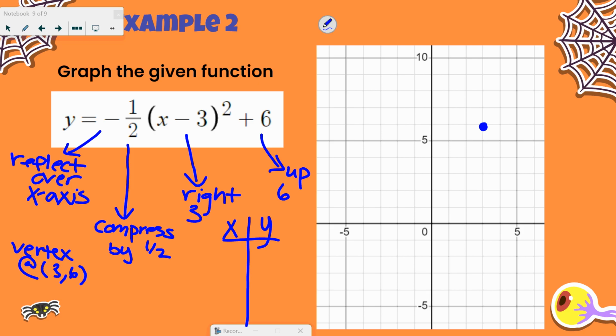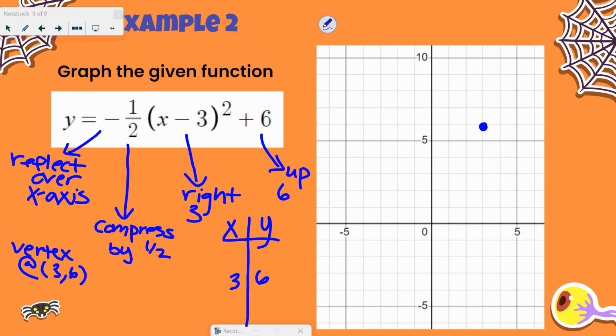So I already have an input of 3, 6. Think about that as my vertex, and I'm thinking about my graph being symmetrical. So if I'm thinking about getting 5 good points, I want to get 2 to the left and then 2 to the right of my vertex. So thinking about that, what would be a good point I would want to input into the function to find a good output?